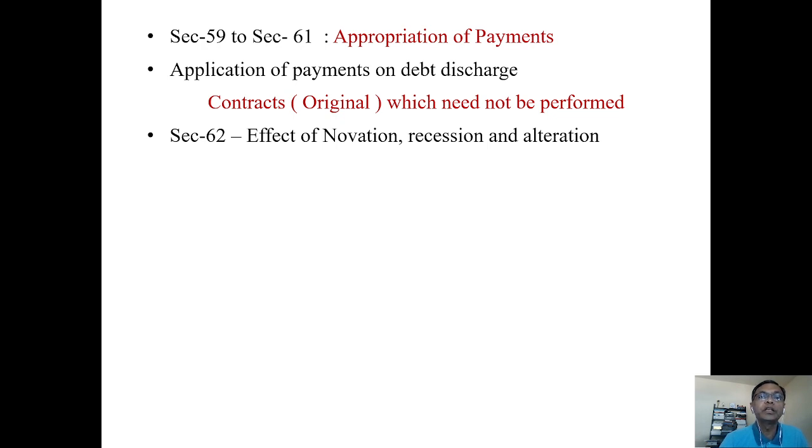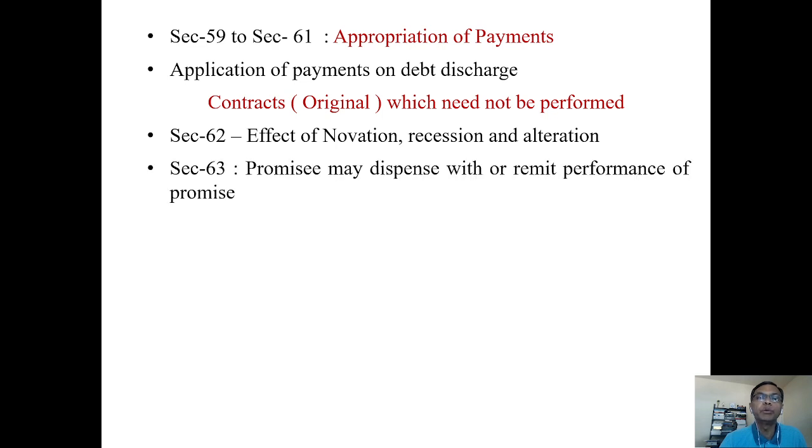Section 62 is on the effect of novation, rescission and alteration. Novation is the substitution of the original contract with a new one. Rescission means to rescind or terminate the contract. Alteration means you make some modification to the original agreement and make an altered agreement. In such cases, the original agreement need not be performed. Only the novated, substituted or altered contract needs to be performed.